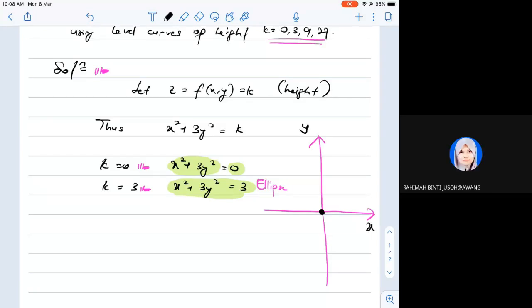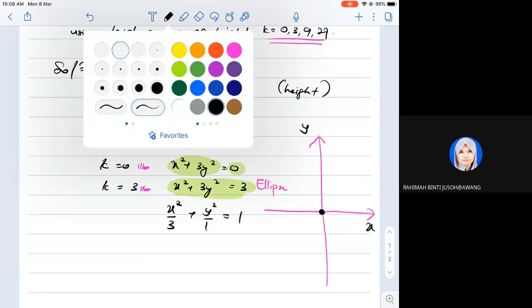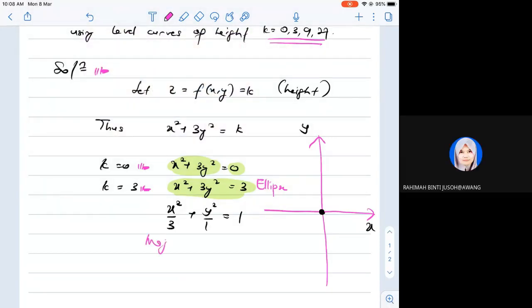Remember last week I taught you to rewrite it? x squared over 3 plus y squared over 1 equals 1. You divide everything by 3. So the major axis is on X. Yes, okay, thank you very much. So we will have an ellipse that is longer horizontally. So it's something like this.